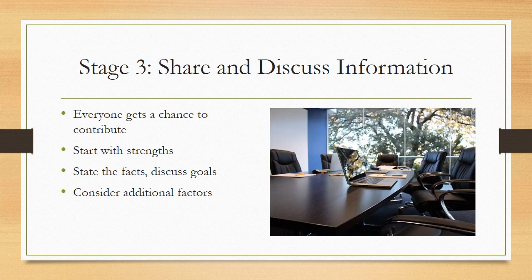Stage 3 is when the team meets together to share and discuss information about the student that they have gathered. Each member of the team will have a chance to share the information that they know about the student. It's important to start with the strengths of the student, as this sets a positive tone for the meeting. The team should remain focused on the facts and begin choosing specific and appropriate goals the student can begin to work toward. While discussing, the team may have additional factors to consider, such as poor classroom management or instructional strategies, or a student's cultural and linguistic differences.